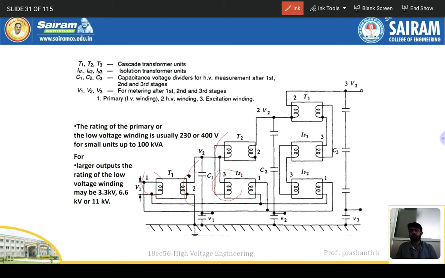The rating of the primary low voltage windings is usually 230 volts to 400 volts input, okay, 230 to 400 volts, and small units up to 100 kilovolt ampere. For a larger output, the low voltage winding rating may be 3.3 kilovolts, 6.6 kilovolts, or 11 kilovolts. So this is the supply, okay. And if you give the output as V2 here, this one is 2 times V2, this one is 3 times V2.